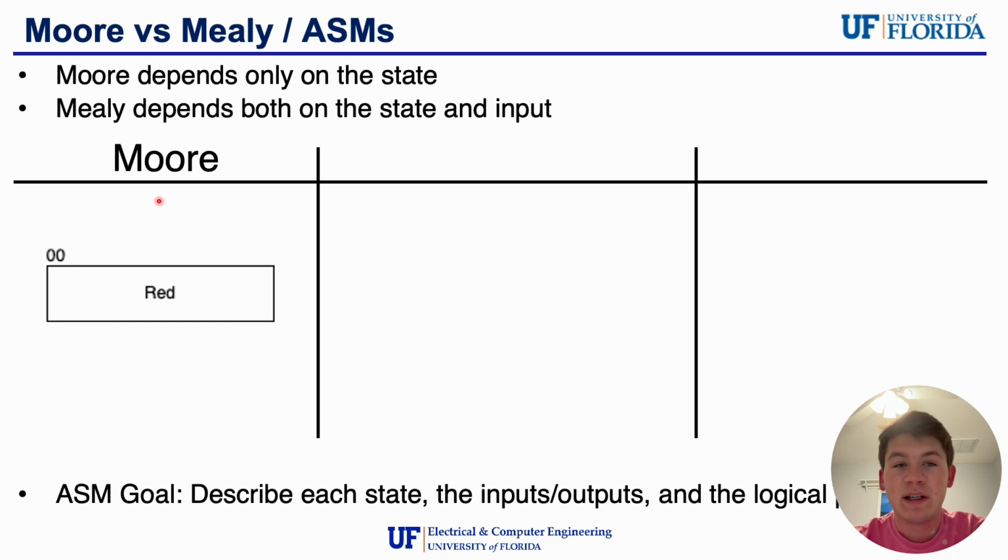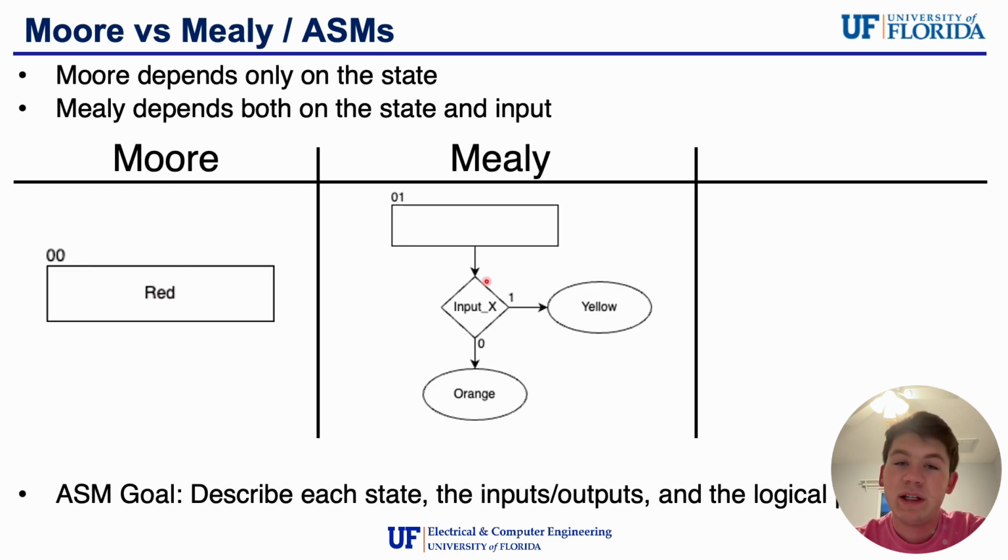So what that looks like is, for Moore, you would have an output called red, and that is within this state box. So this is state 0, and this is the output red. So no matter what, for state 0, red will always be true. Now for Mealy, you wouldn't put it inside the state box. You would put it outside the state box in the ovals. So for Mealy, nothing is true for the entire state.